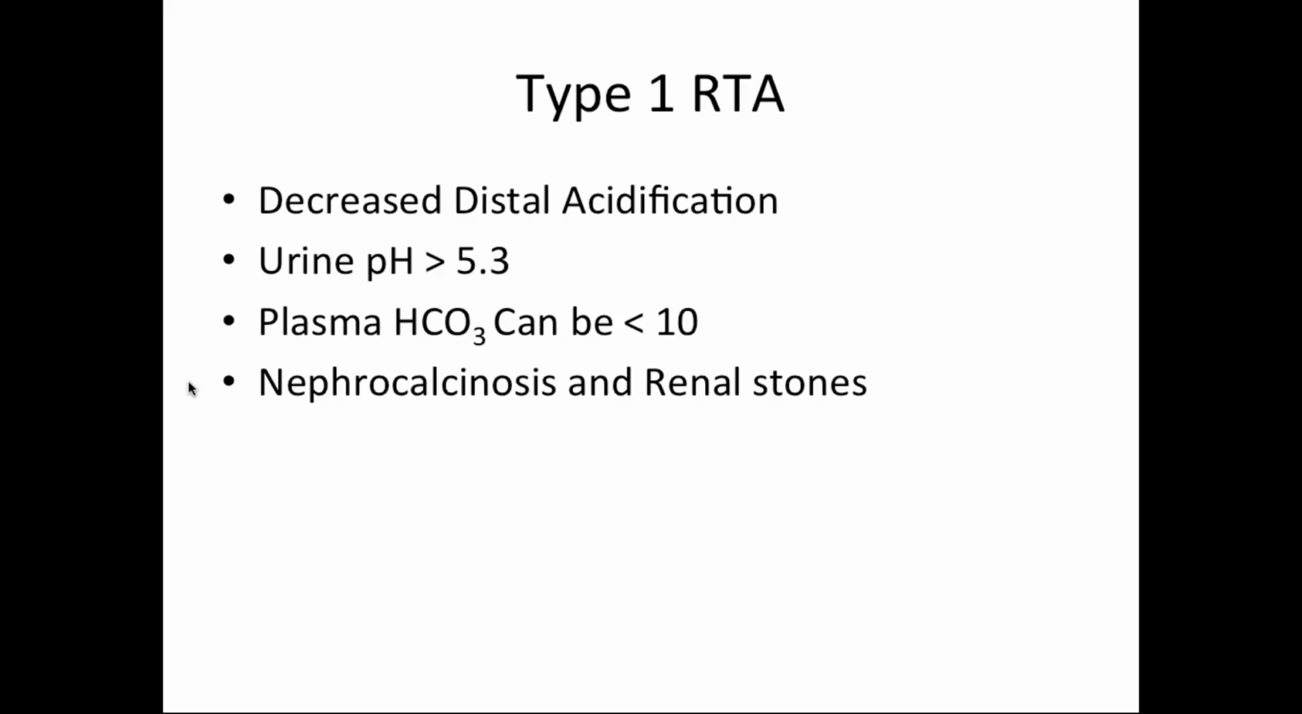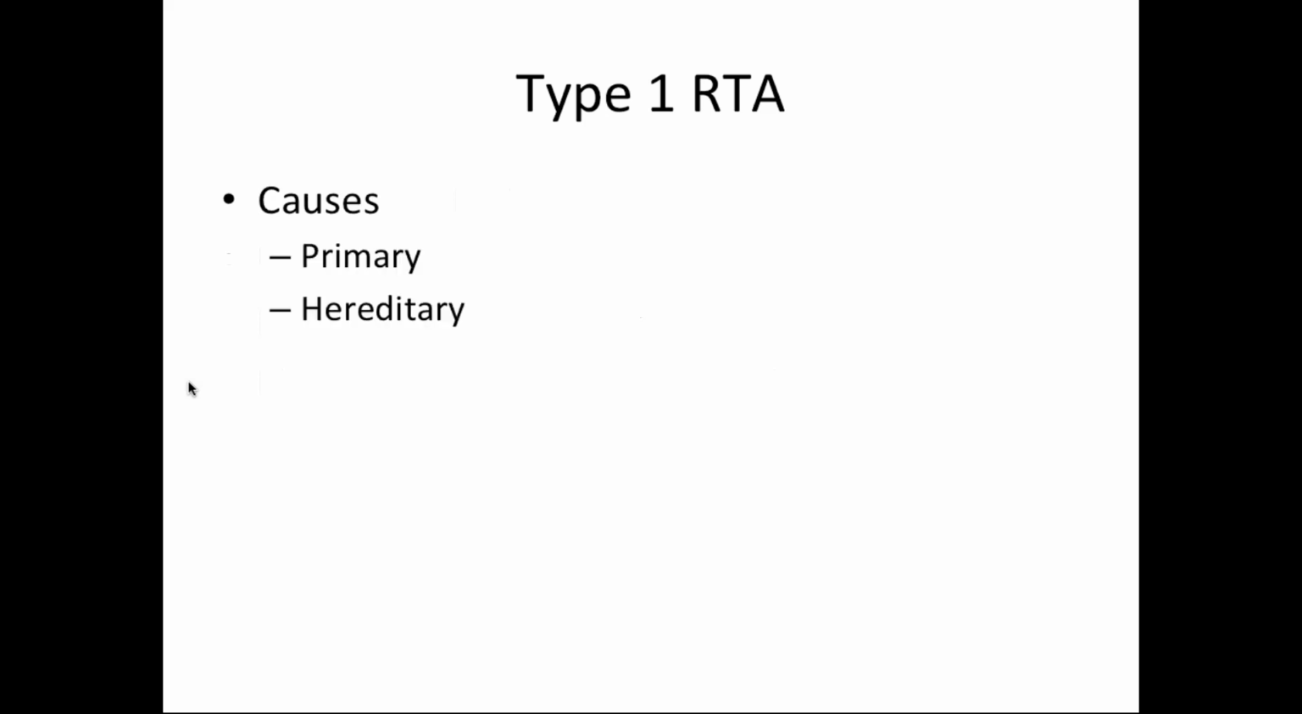So now switching gears to type 1 RTA or distal RTA. The mechanism is decreased distal acidification. The urine pH is going to be more than 5.3. The plasma bicarb can be very low, including less than 10. And this can be associated with nephrocalcinosis and renal stones. The causes are primary or hereditary, or can be autoimmune, and can be drugs as well, including ifosfamide and Sjogren's.